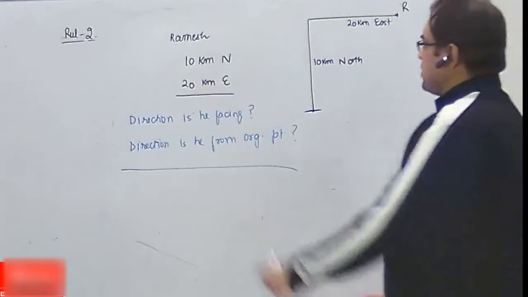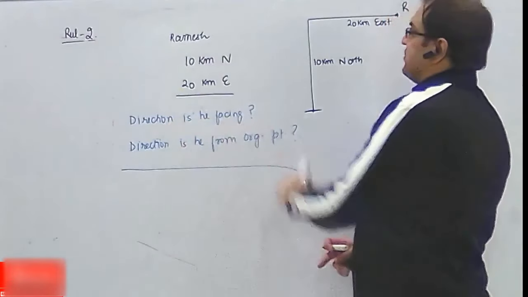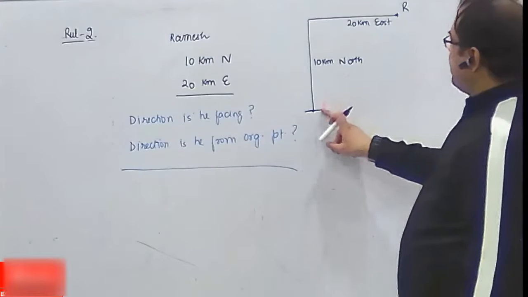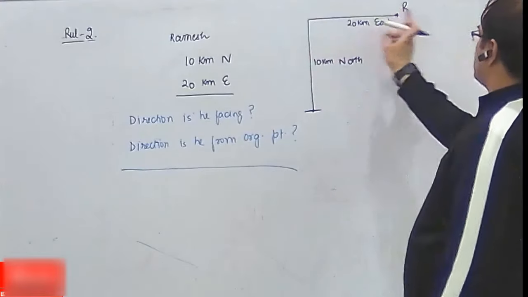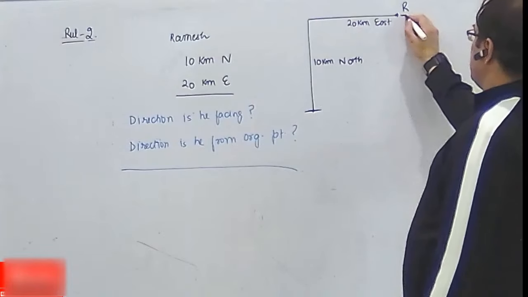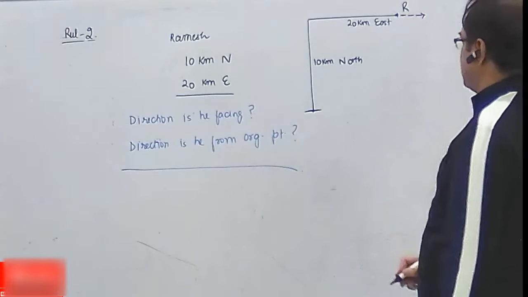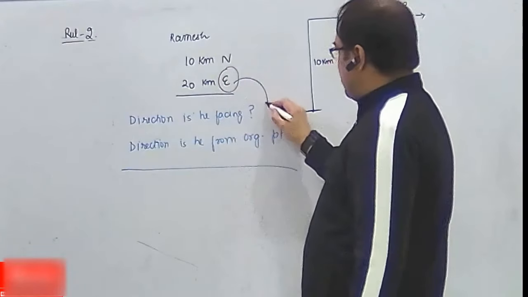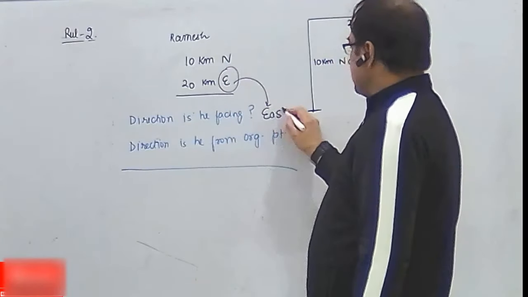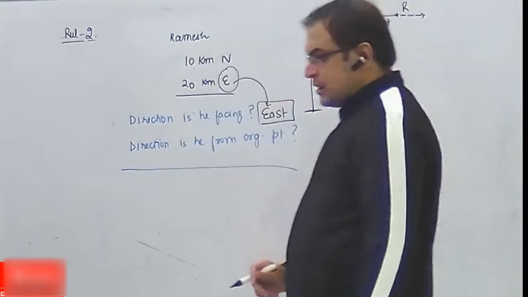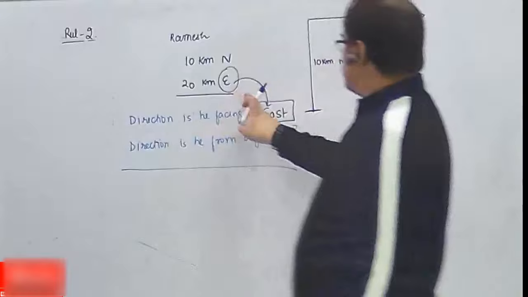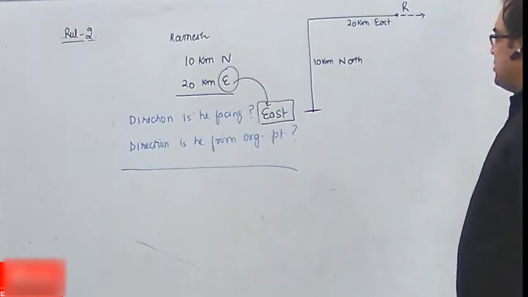So the first question is, in which direction is he facing? He moved 10 kilometers north, then 20 kilometers east. He's stopping here, so he is still looking in this direction. That means the direction facing is the last direction that he moved. That will be east. The last direction that he moved is the direction that he is facing. So that will be east direction.